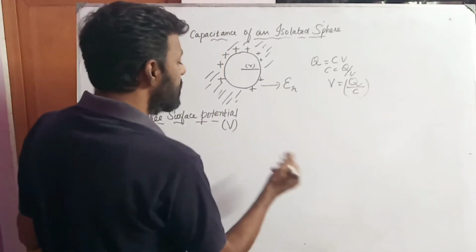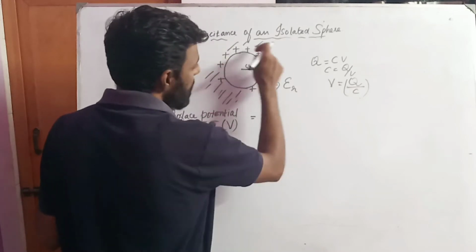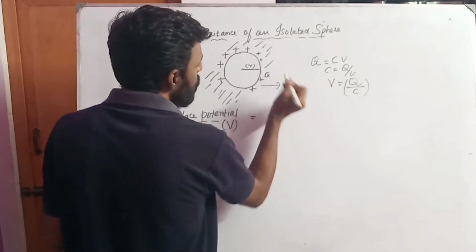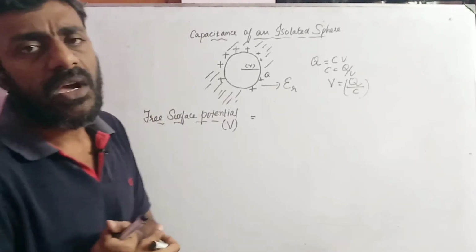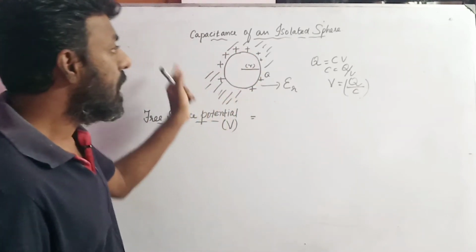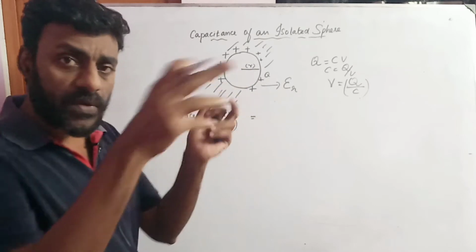So here V is nothing but the charge. What is the charge that has been developed? That is nothing but plus Q. Plus Q is the charge that has been developed at the periphery of the sphere, at the outer surface of the sphere.